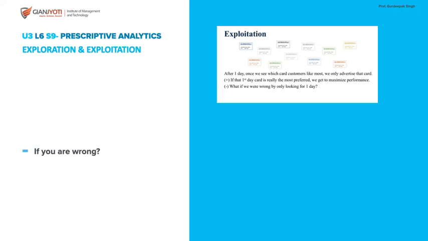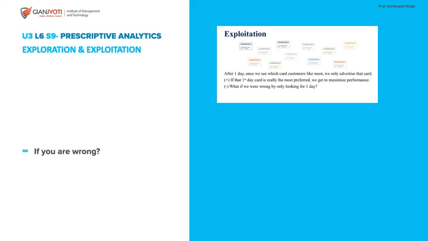The other is exploitation. In exploitation, what I do after a fixed time, let us say one day, we see which card customers like most and only advertise that card. So out of 100, we have come out, this is the card which everyone likes, so we'll just advertise on that card. What is the positive? If that first day card is really the most preferred, we get the maximum performance because then we are putting all the money of advertising of 99 cards into that one card and we get the returns on that.